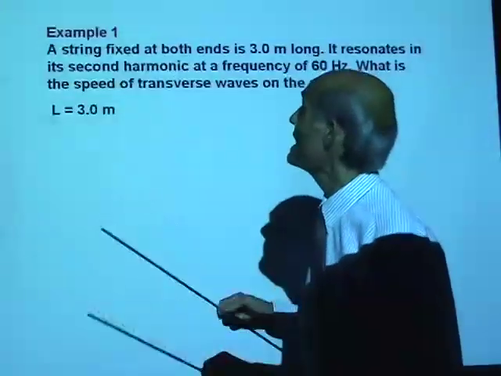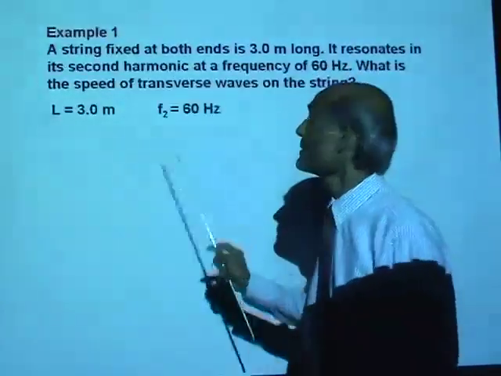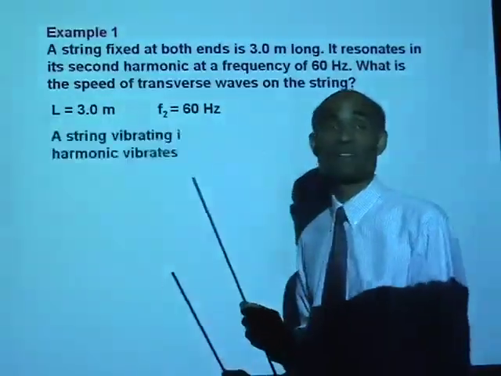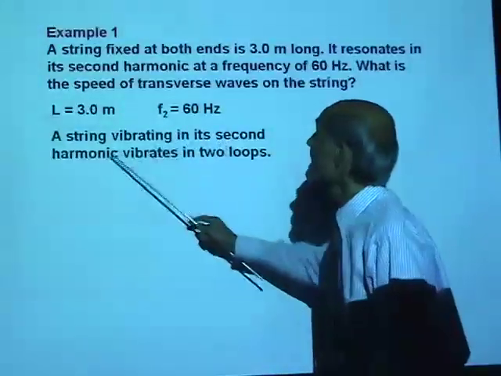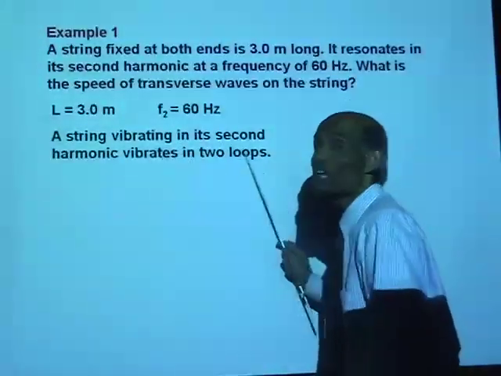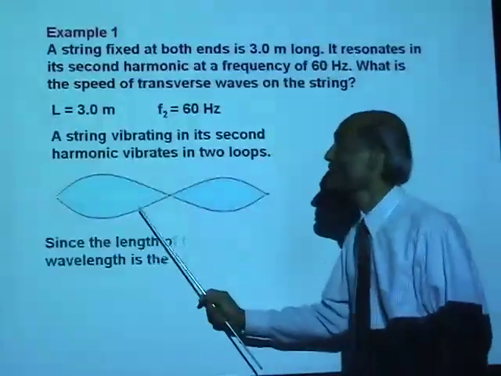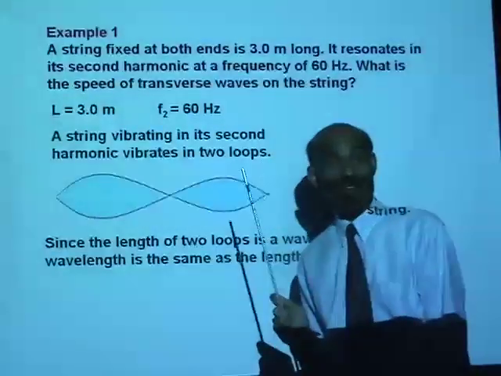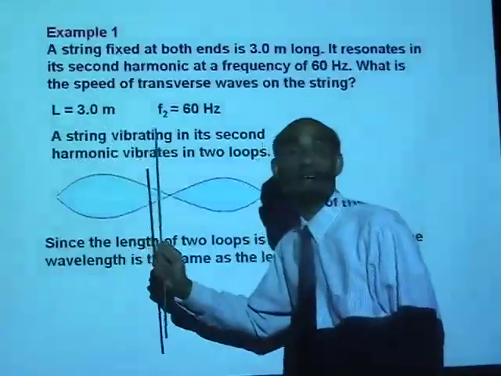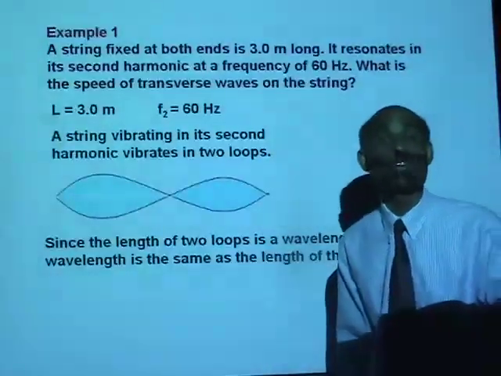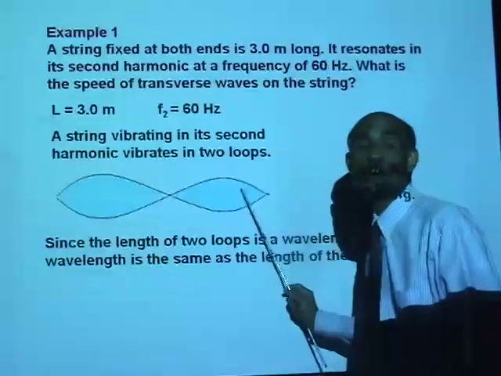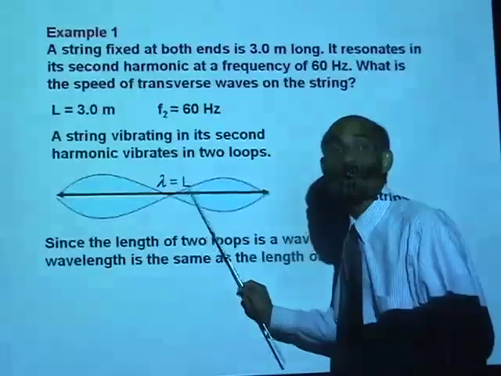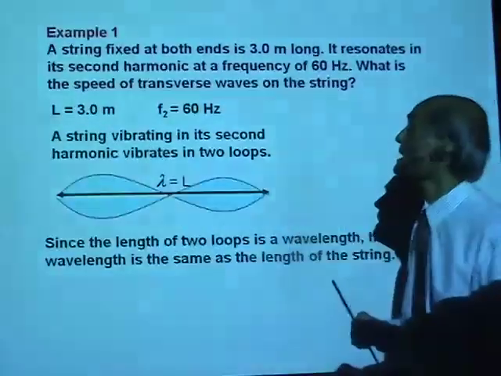Well, let's pick out our data. L equal to 3 meters. The frequency of the second harmonic, watch that, F2 equal to 60 hertz. The string vibrating in its second harmonic vibrates in 2 loops, like this. That means since the length of 2 loops equal to 1 wavelength, length 3 meters gives you a measure of the wavelength of that wave. So what is the wavelength of the wave here? The wavelength of the wave equal to the length of the string, which is therefore 3 meters.